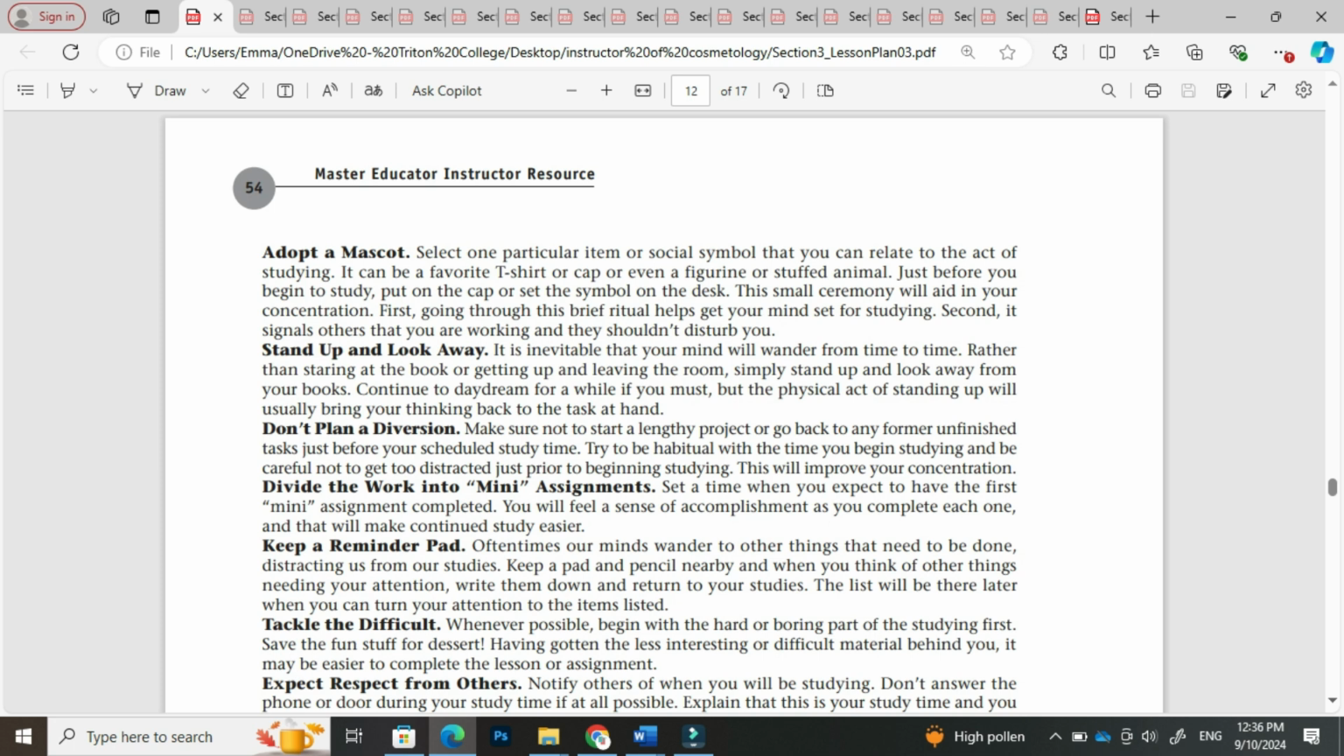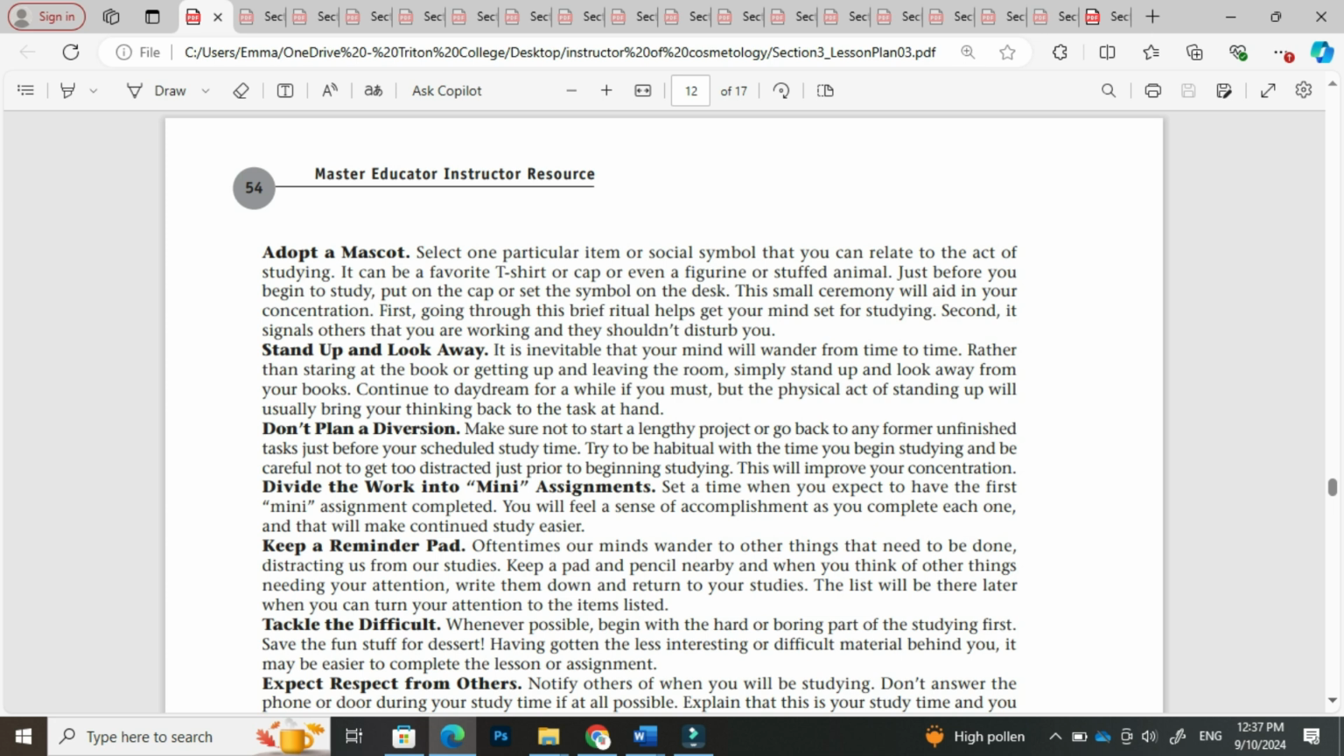Adopt a mascot. Collect one particular item or symbol that you can relate to the act of studying. It can be a favorite t-shirt or cape or even a figurine or a stuffed animal. Just before you begin to study, put on the cape or set the symbol on the desk. This small ceremony will aid your concentration.